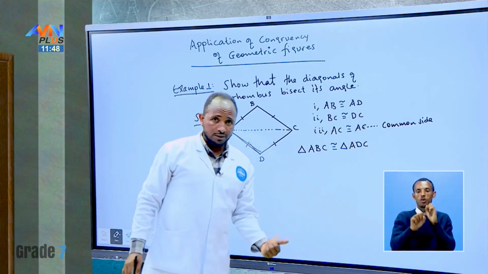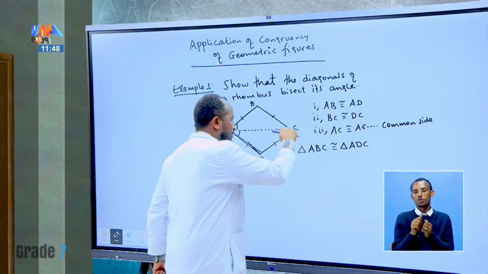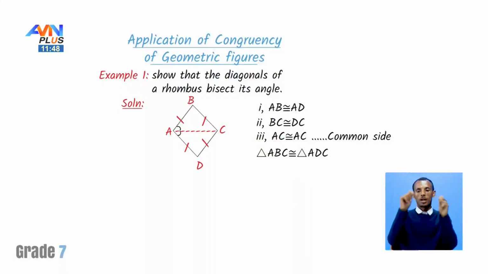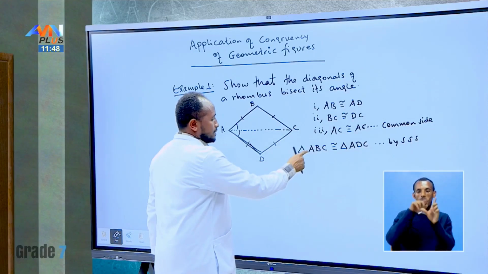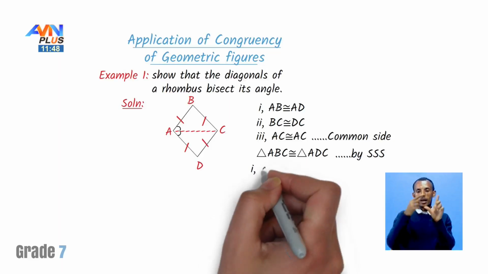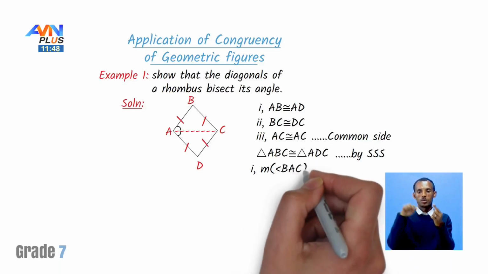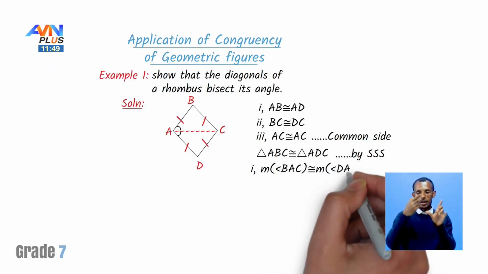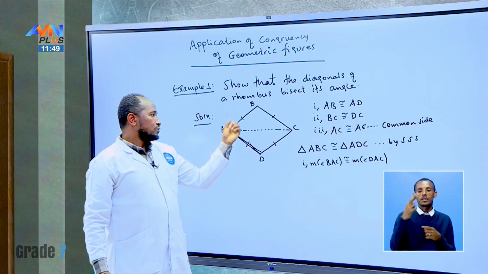Okay, so from this, we have to show that this angle and this angle are congruent. This diagonal bisects the two angles. We have to show this. Since we know these two triangles are congruent, the next step is angles. You can see the measure of angle BAC is congruent to the measure of angle DAC. So this shows that this diagonal bisects the angle into two equal parts.